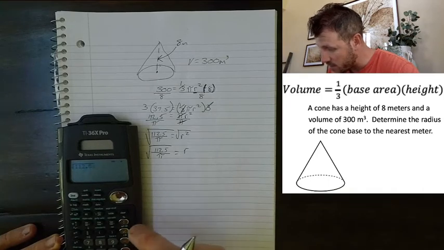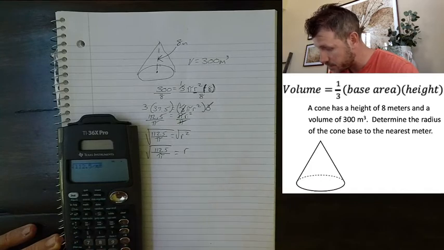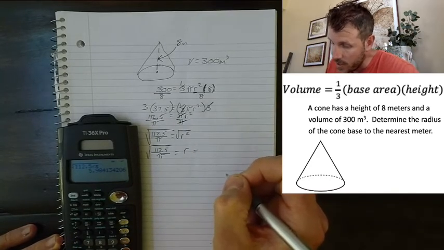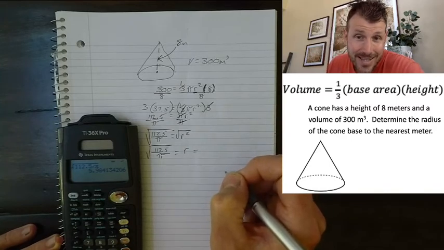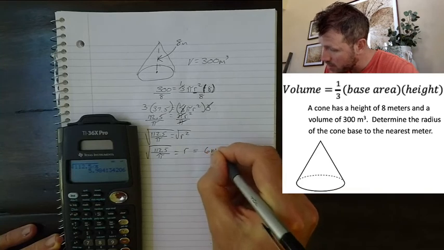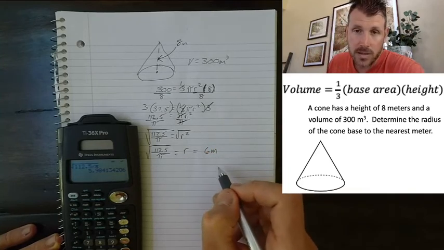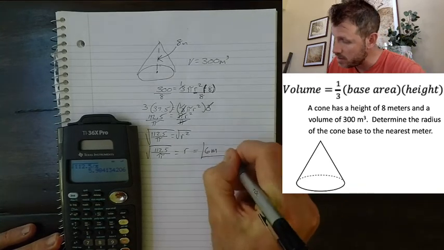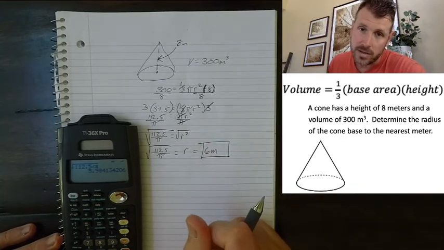112.5 divided by pi. And that is going to be 5.98, but it says to the nearest meter, we'll round that up to 6 meters. Now this is just in meters because all we're looking for is the radius, which is our distance. So 6 meters is our good answer for that.